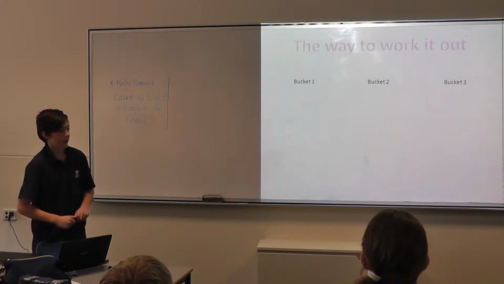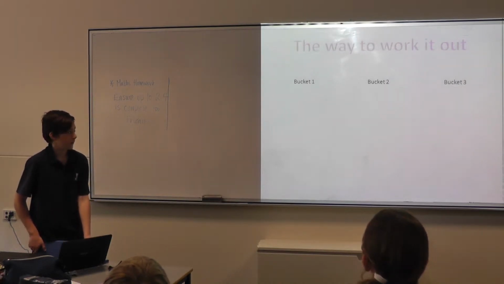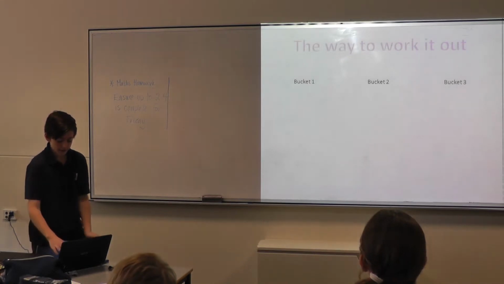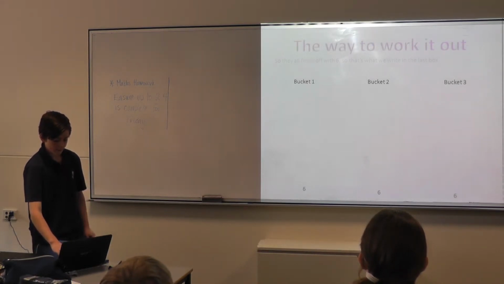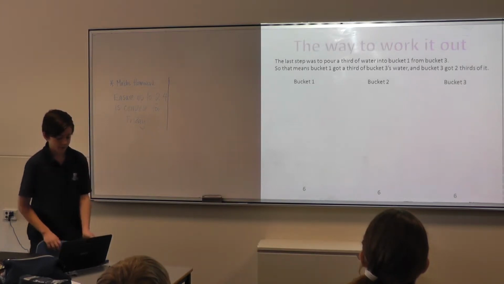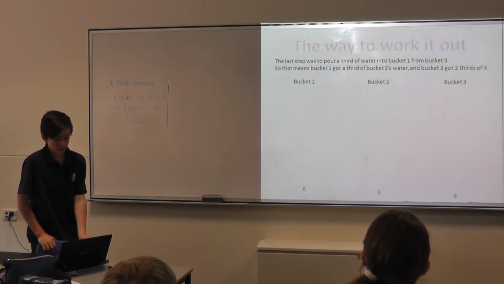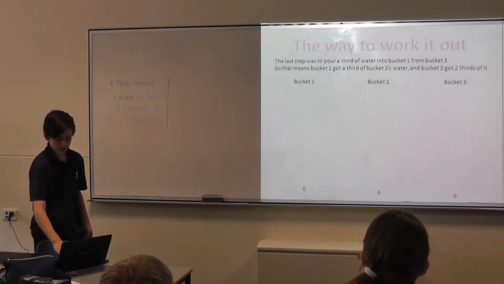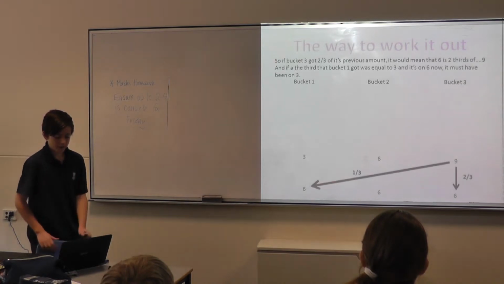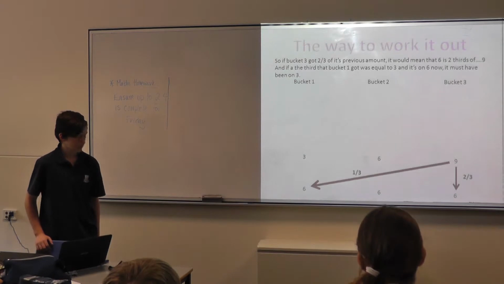So we know that they had 18 to start off with, and those 3 buckets are all equal at the end. So they must have all had 6. The last step was to pour 1/3 of the water into bucket 1 from bucket 3. So we're using backtracking here. Bucket 1 gets 1/3 of bucket 3's water, and bucket 3 keeps 2/3 of it. So previously, bucket 3 must have had 9, and bucket 1 must have had 3, as it's getting that much.